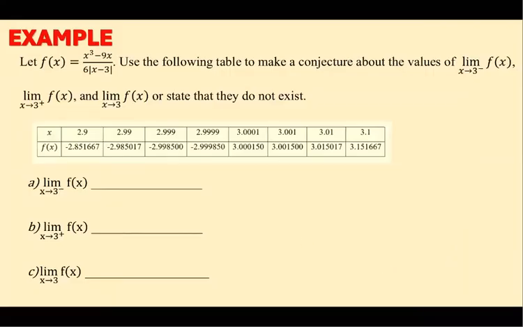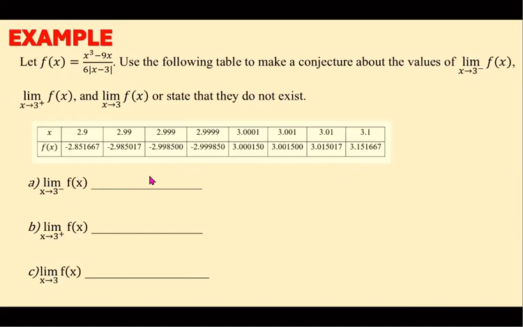So here is our first example. Let f of x equal to x cubed minus 9x over 6 times the absolute value of x minus 3. Using the following table, make a conjecture about the values of the limit as x approaches 3 from the left, x approaches 3 from the right, and the limit as x approaches 3. And if it does not exist, you can just write down it does not exist. So here, the table is constructed.